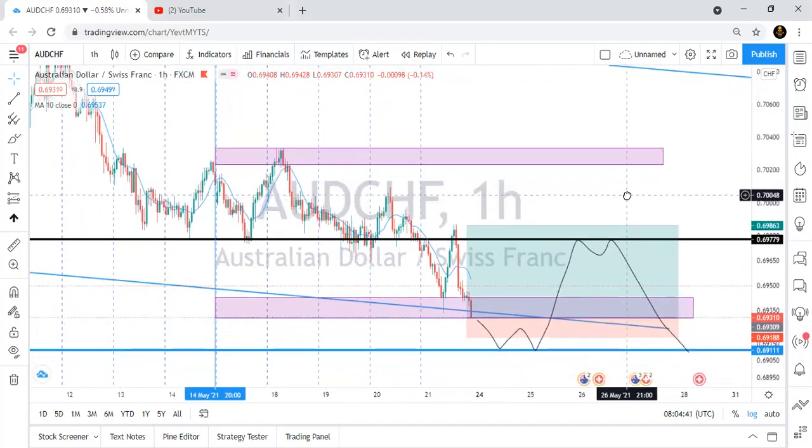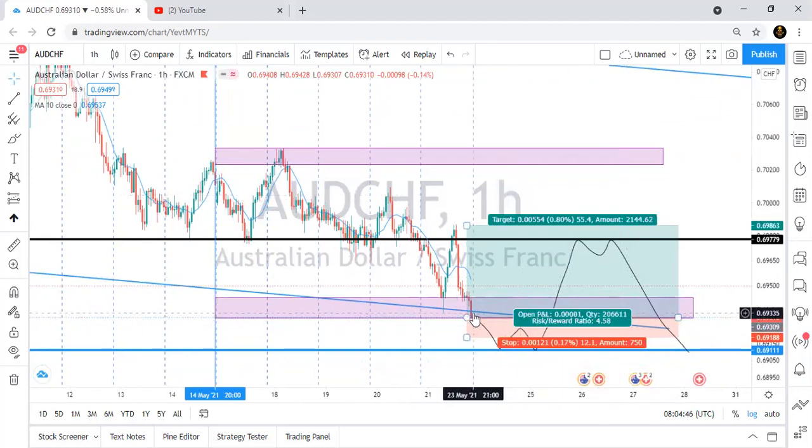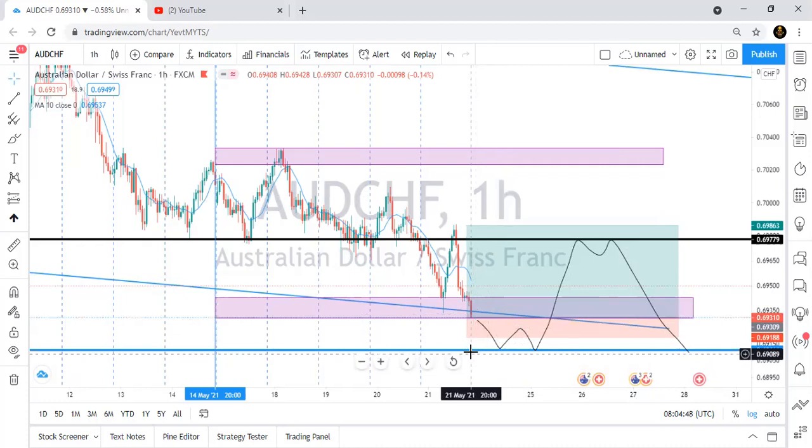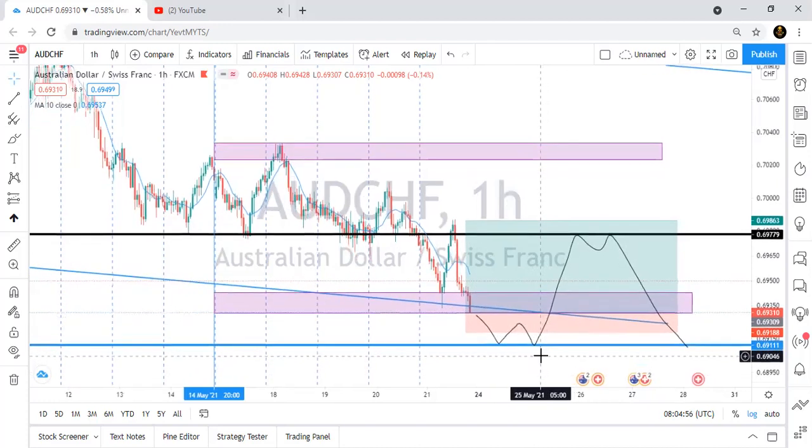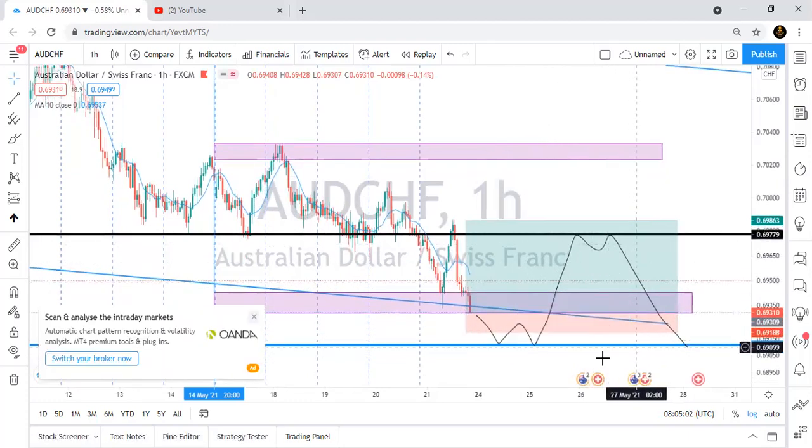This one, Australia Swiss, this is what I'm expecting. I'm also expecting to go long. I'm expecting it to come a bit down because this blue line is an area of liquidity where there are a lot of orders set. So for me, I'll be waiting for some sort of rejection, then go long, and after that for it to come down again, because this is a downtrend.